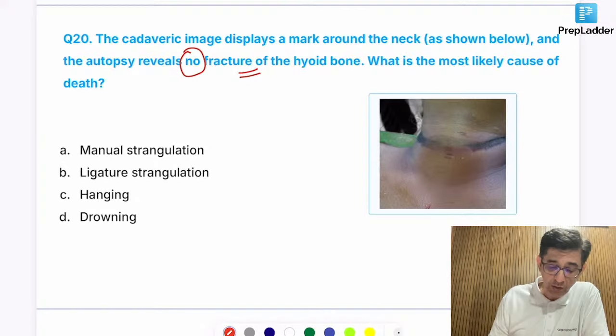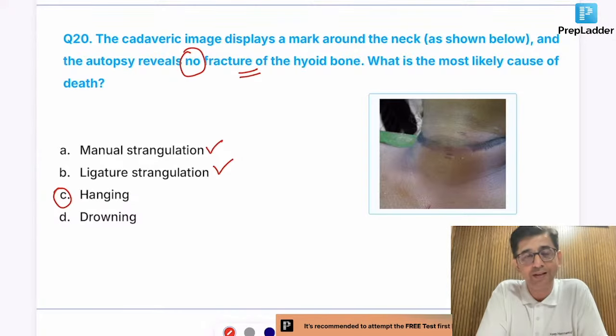There would be a fracture happening in strangulation. This is not drowning. This would be hanging in a patient. The correct answer in this case is C.